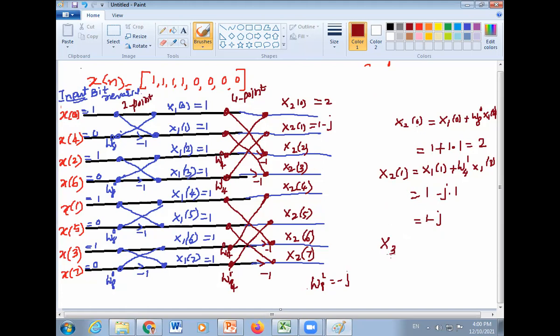x3 of 1, sorry, x2 of 2, what is the answer? Will someone tell me? x2 of 2, you just calculate. Anybody? Tell me the answer for this. You just go on calculating the answers. Let me take the attendance up to that part. No one?